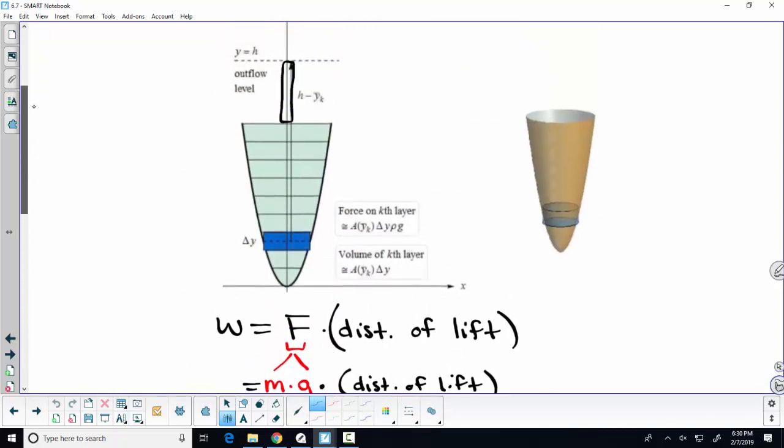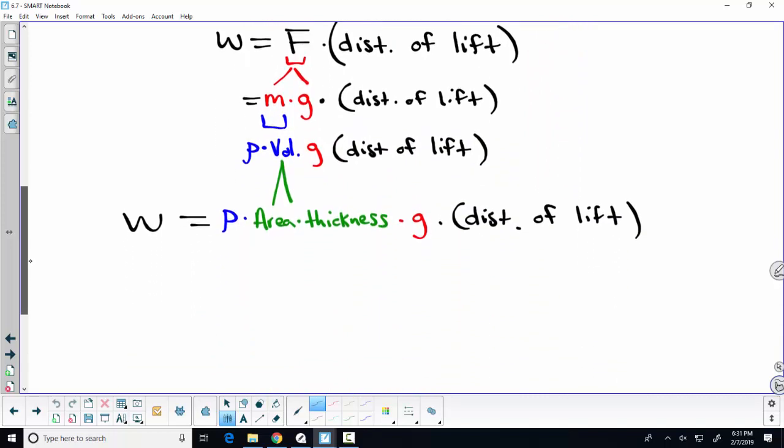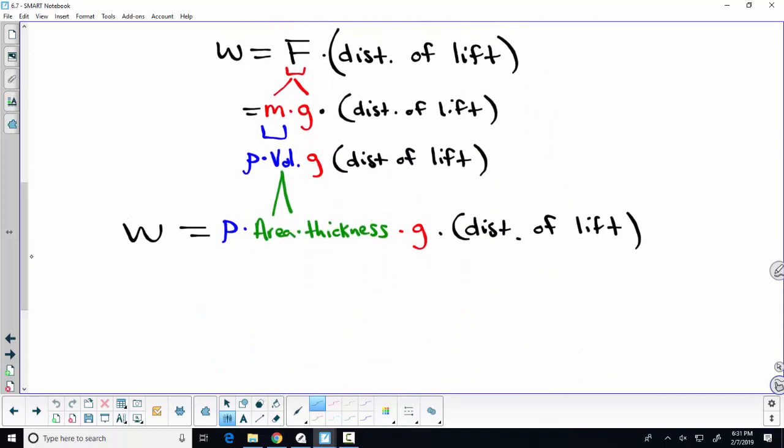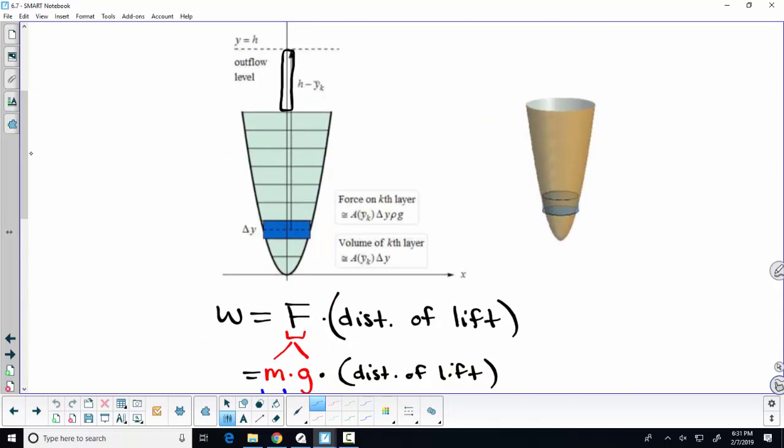So where we left off in 6.7, we were coming up with a formula for the work to lift something out of a container, basically. And this is where we ended up: the work is the density times the area times thickness times gravity times the distance of lift. That's pretty much our formula, because we're going to work with this three-dimensional case, but translate it back to 2D.